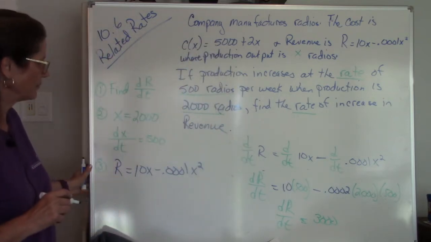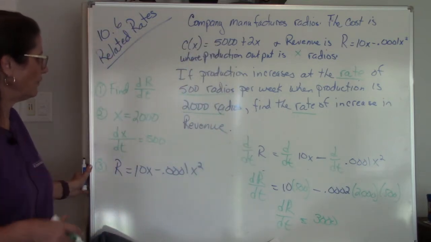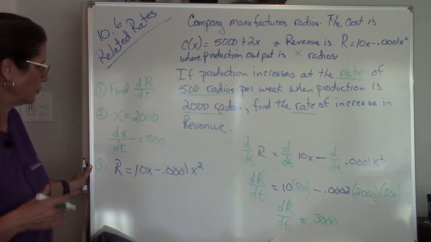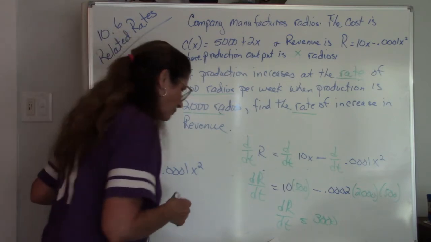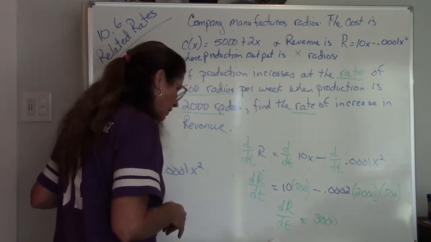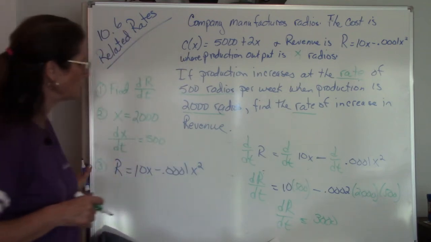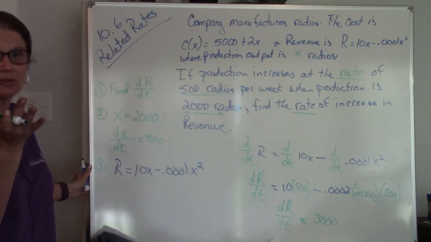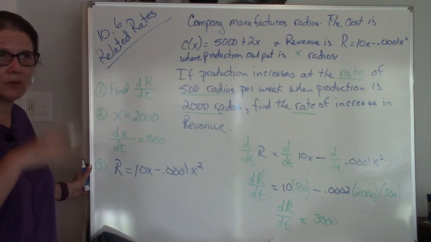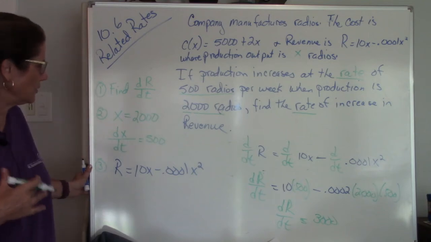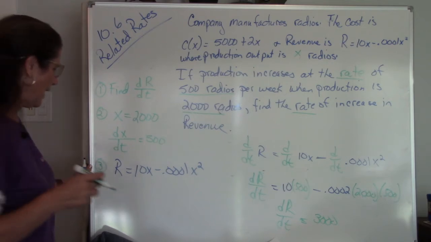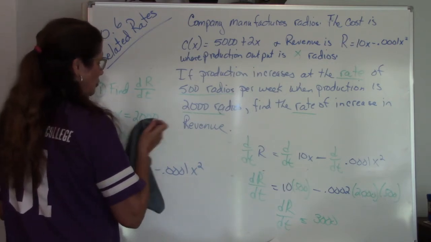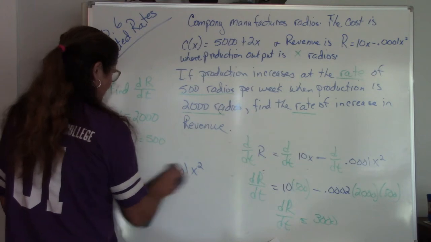Okay? So the rate of the revenue increases at a rate of $3,000 when there's 2,000 radios produced. Okay? So as a business owner, this is important. How is our revenue changing? Is it increasing? Is it decreasing when we're producing 2,000 radios? And now the last one is, I'm going to change it one more time.